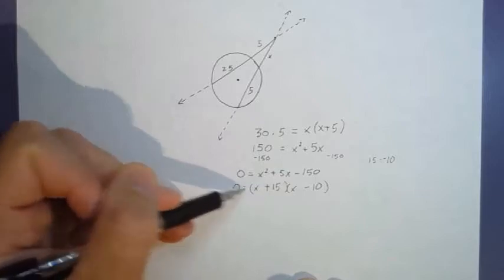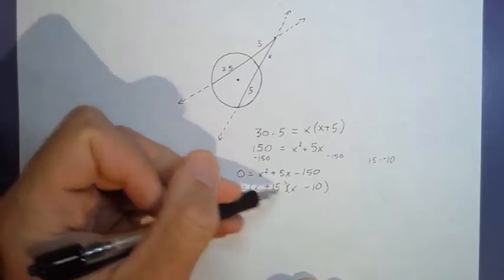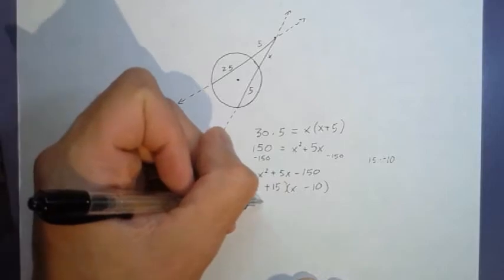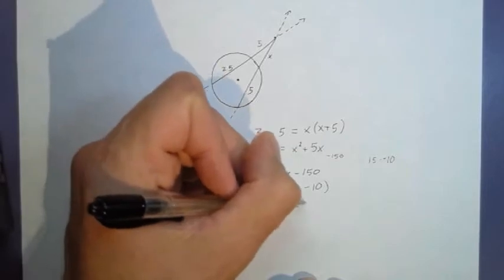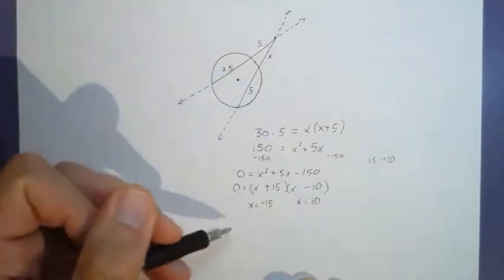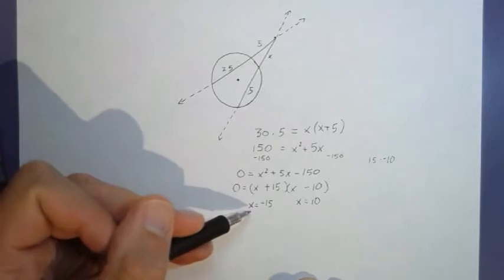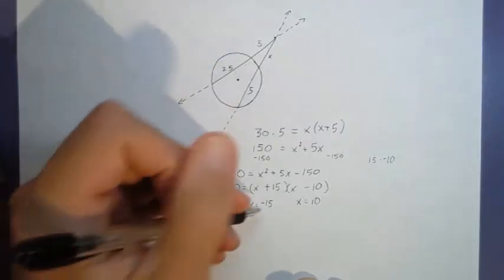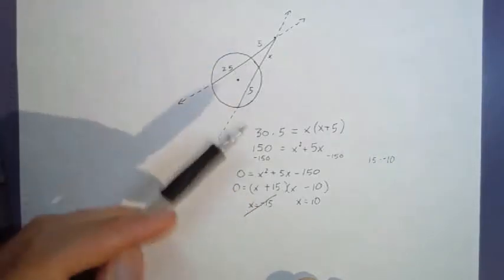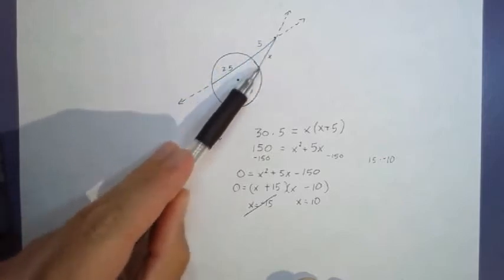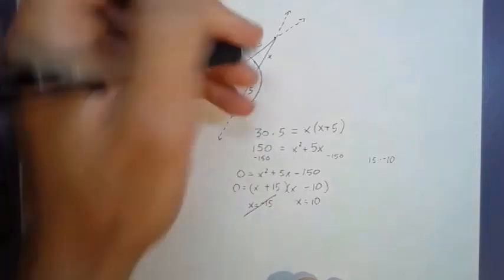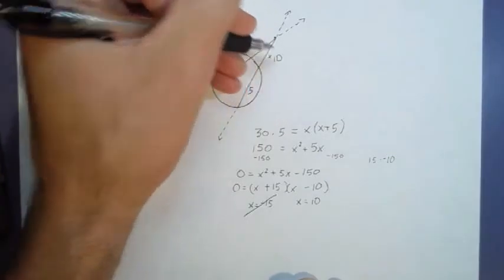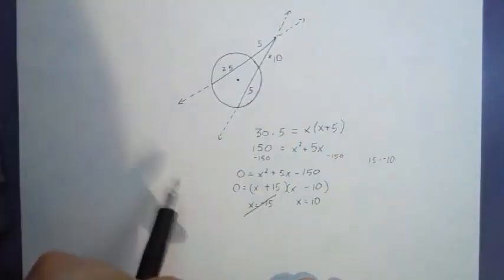This gives me two solutions. What plus 15 is 0? This gives me a solution of negative 15, and I get a solution of 10. For distance, negative doesn't make a lot of sense, so we're going to throw this one out. I'm not going to have a negative 15 length. So it looks like my solution will be 10, and we can check that out and see how that works with our theorem.